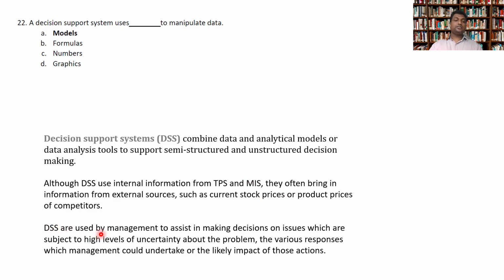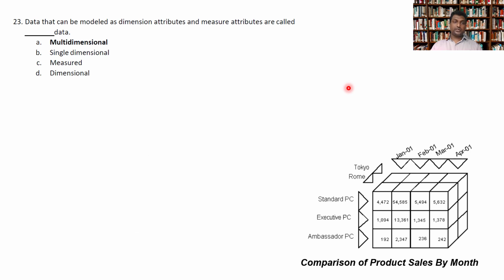So decision support systems are used by management to assist in making decisions on issues which are subject to high levels of uncertainty about the problem, the various responses which management could undertake, or the likely impact of those actions. So now you can see the decision support system is using analytical models to work with the data, to process the data, to remodel the data so that it can help us take correct decisions. So here the answer is models or analytical models to manipulate the data. So that is question number 22. So let's move on to question number 23.